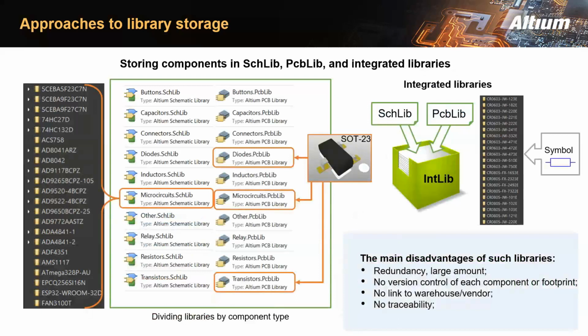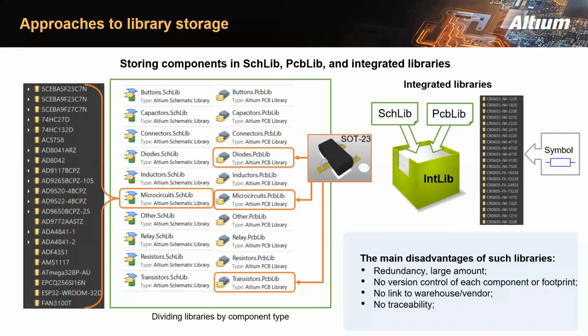In terms of organization, libraries of symbols and footprints are often divided into component types. Resistors, ICs, diodes. Integrated libraries can be provided to users. However, the main disadvantage is redundancy. For example, when users create capacitors of different values and they actually have the same symbol. Another example is an SOT23 package. It can accommodate diodes, ICs, and transistors. It will be stored in three different instances in different files.